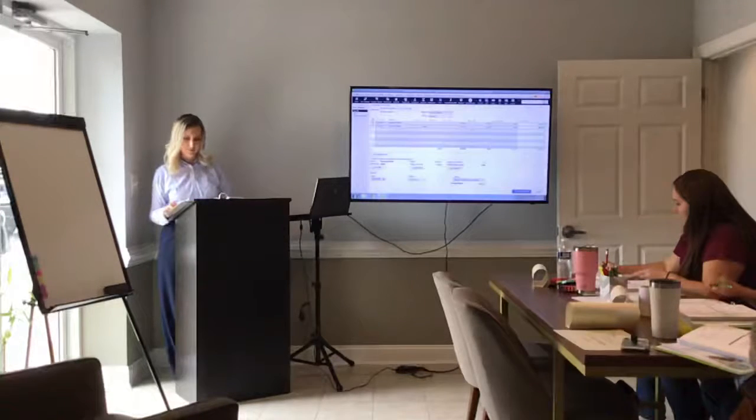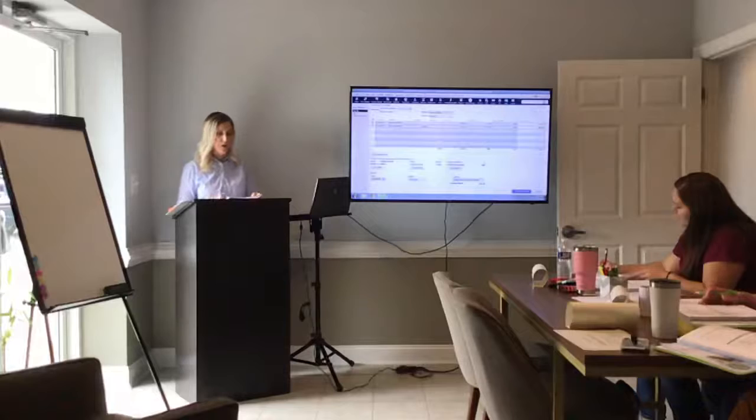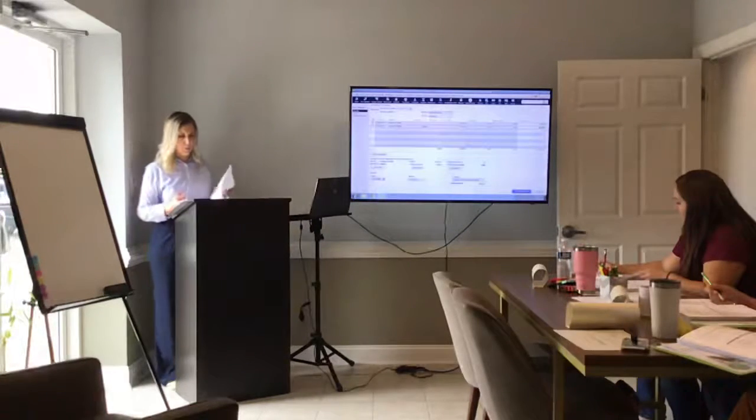So that's 10 and 11. 12 is going to show you where it's going to put it into your register. Register just like any other balance sheet account in QuickBooks.